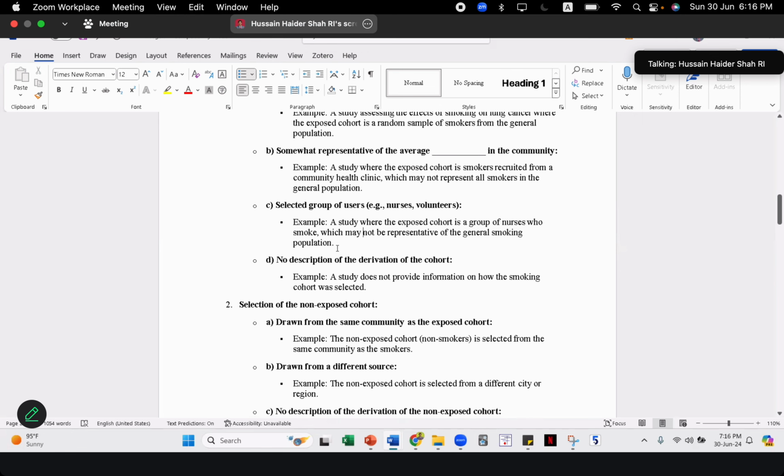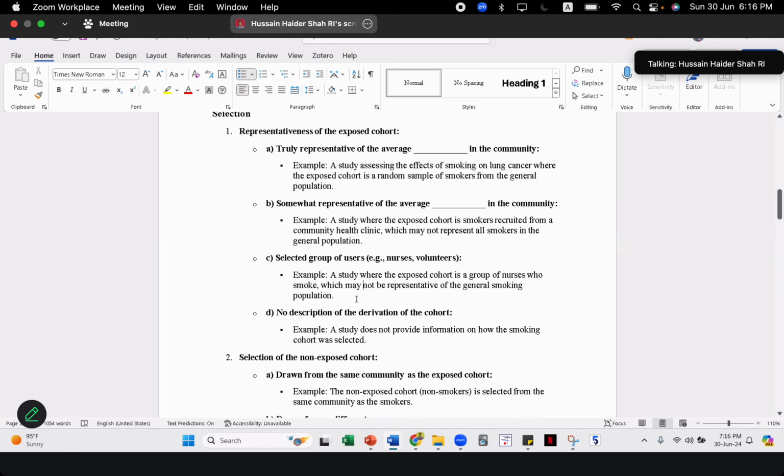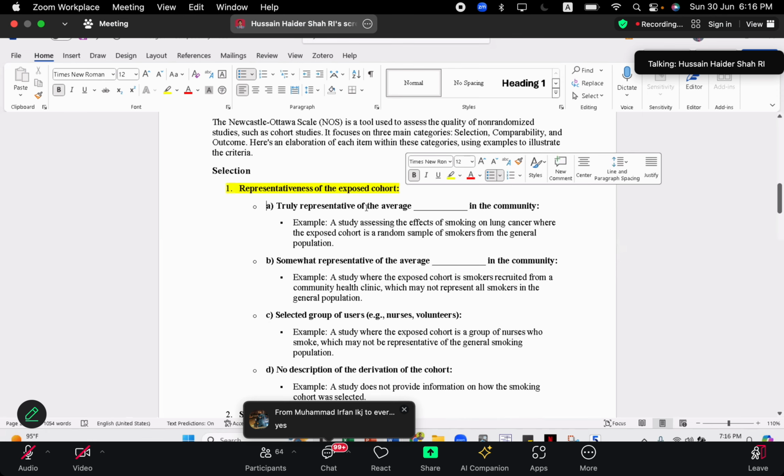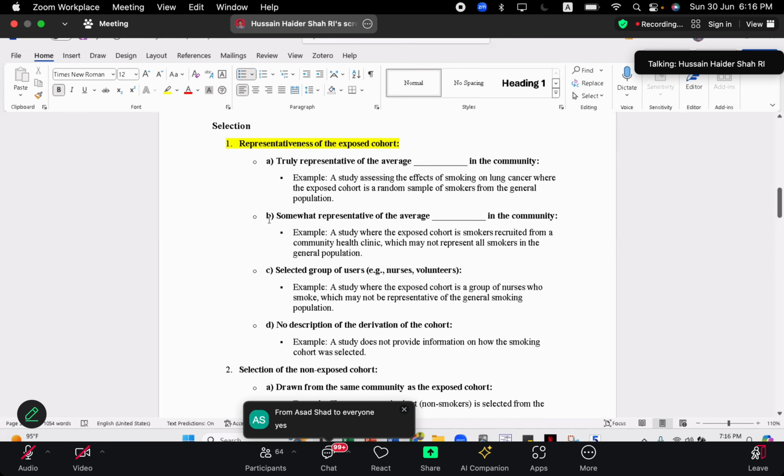This has high bias, or there is no description of where we picked the cohort or the population or the study population of our cohort study. So this is a high bias alert. Do you understand it? The first question, the representativeness of the exposed cohort. You don't have to dig deeper, you just have to understand. Okay, brilliant. Now the second question.